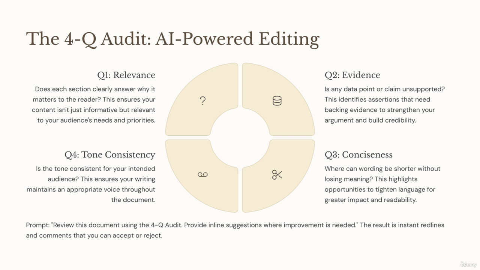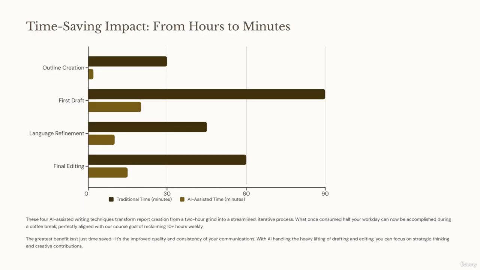The prompt is straightforward. Review this document using the 4Q audit. Provide inline suggestions where improvement is needed. What you'll get back is a lightly marked up version, maybe with some wording tweaks, tone adjustments, or suggestions to add clarity. Think of it as your virtual editor, fast, focused, and always available. Together, these steps, outlining, expanding, simplifying, and editing, transform writing from a dreaded task into a streamlined process. You're not replacing your voice, just speeding up how clearly it comes across.